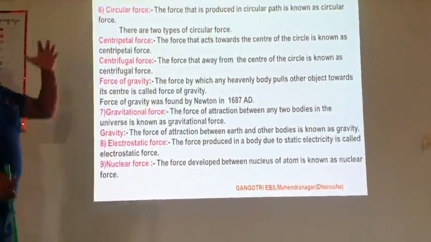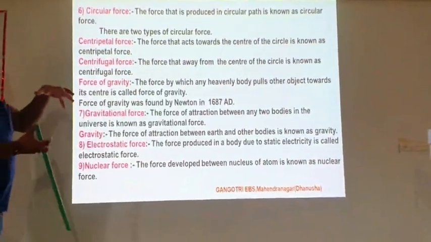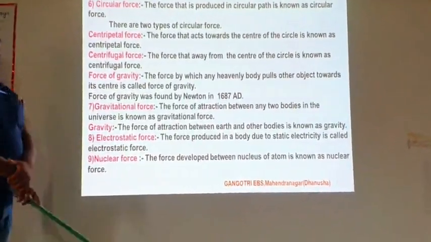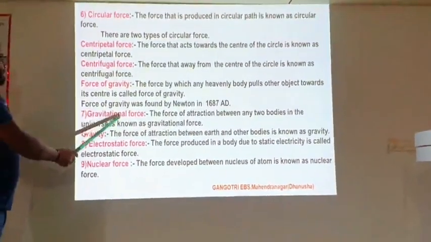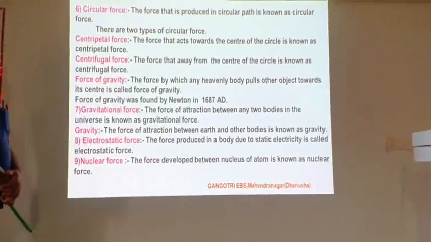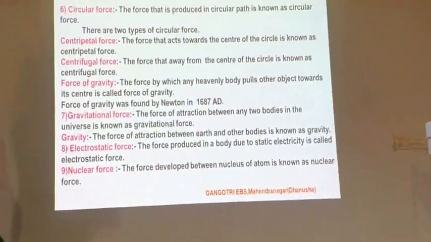So you can see the Earth and the Sun. They are two bodies, and they are moving in a circular path. The Earth is moving around the Sun. So that is called gravitational force. Now gravity: the force of attraction between the Earth and another body is known as gravity.